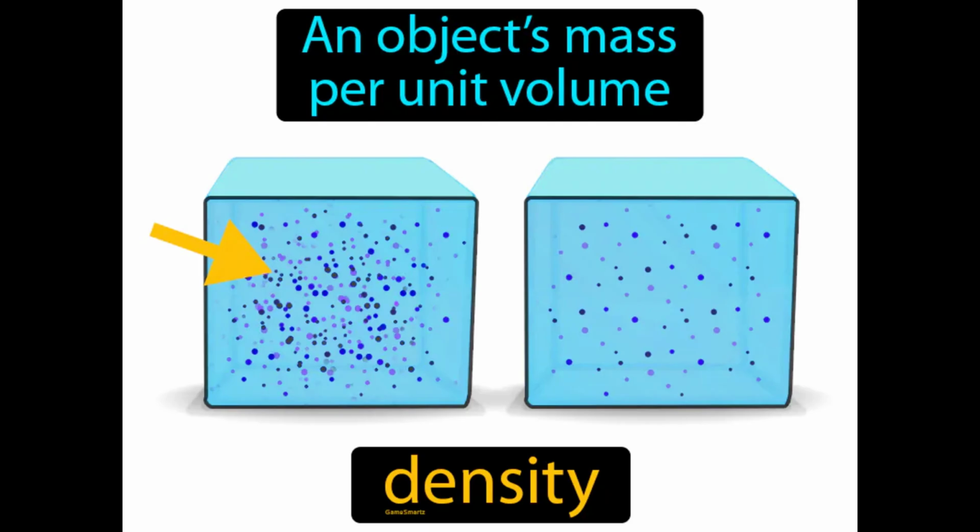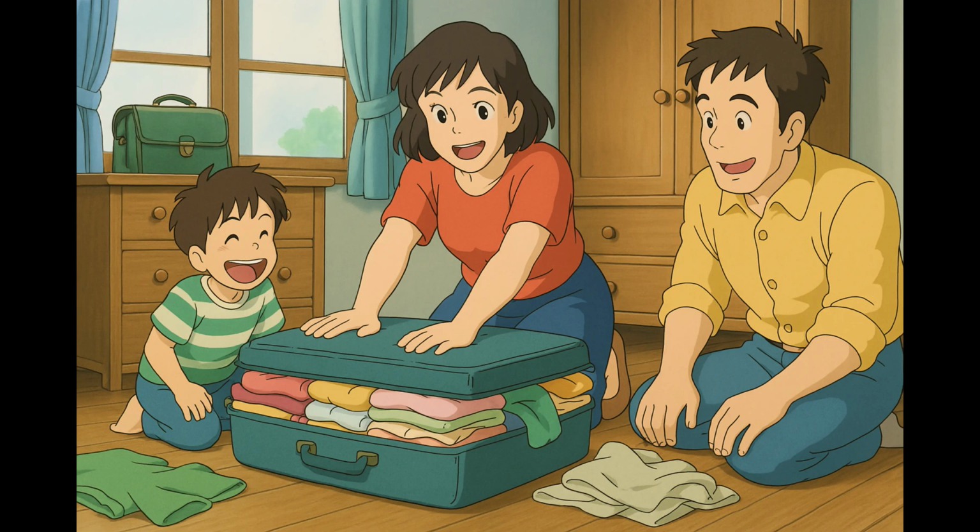An object's mass per unit volume. Density. Density is how much stuff is packed into a certain amount of space. Imagine trying to pack a suitcase for a long trip and struggling to fit everything in. This is similar to the concept of density, where you're trying to fit as much mass, clothes and items, into a limited space, your suitcase.